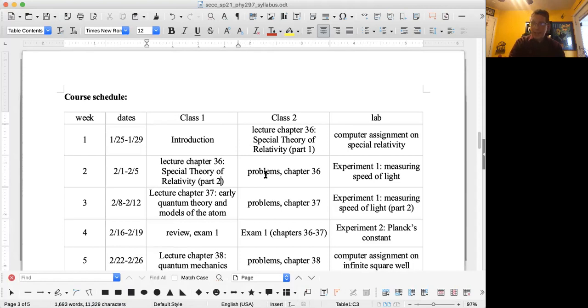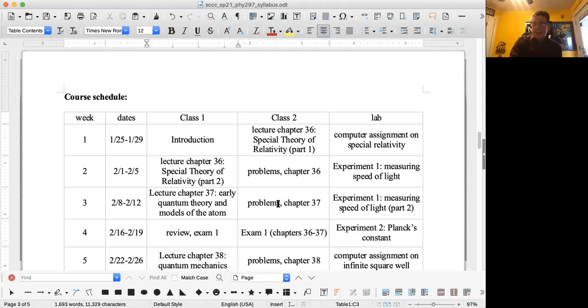Next Wednesday, we'll meet synchronously. We'll go over problems from chapter 36. And we will begin on Friday again, hopefully in person, an experiment on measuring the speed of light. Then for week 3, we will go over chapter 37. So the next chapter.